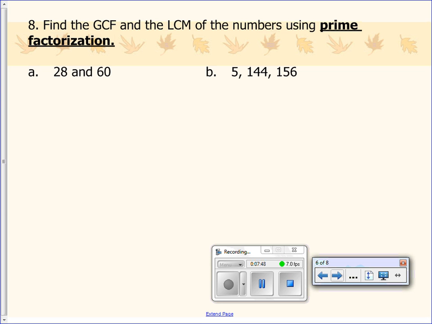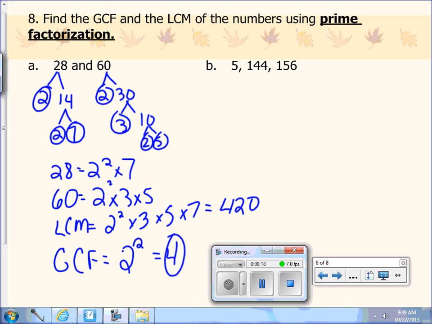Now, in this problem, you're going to find the GCF and the least common multiple using prime factorization. So the first thing you're going to make is what? Factor trees. Then you're going to do your prime factorization. Then you're going to find the greatest common factor. It has to be a factor in each one. And then the least common multiple. I'm going to pause the video, come back and let you check your work.